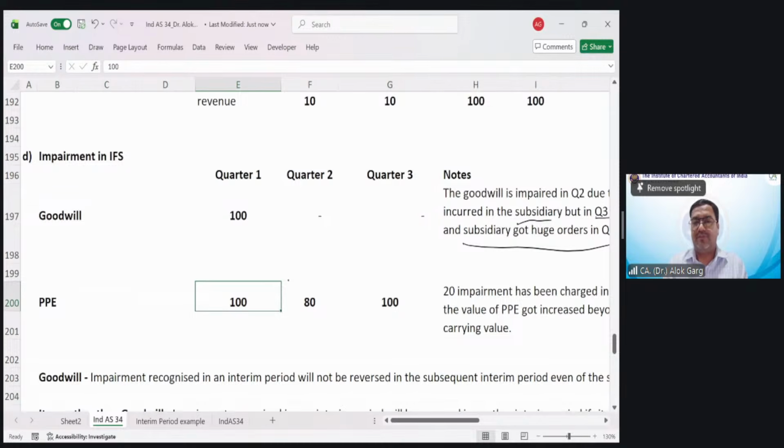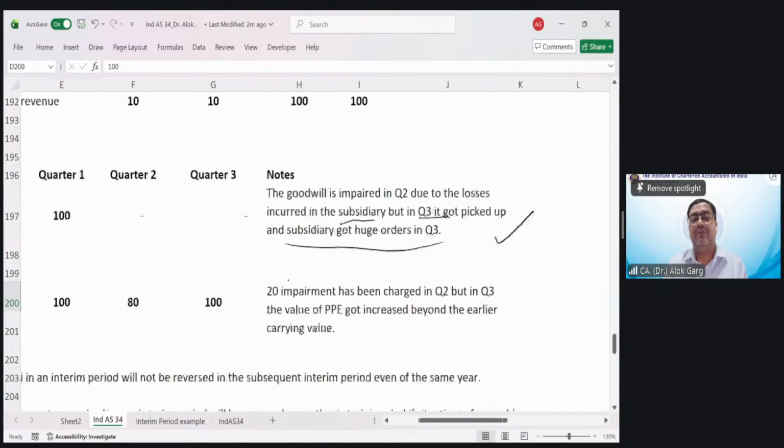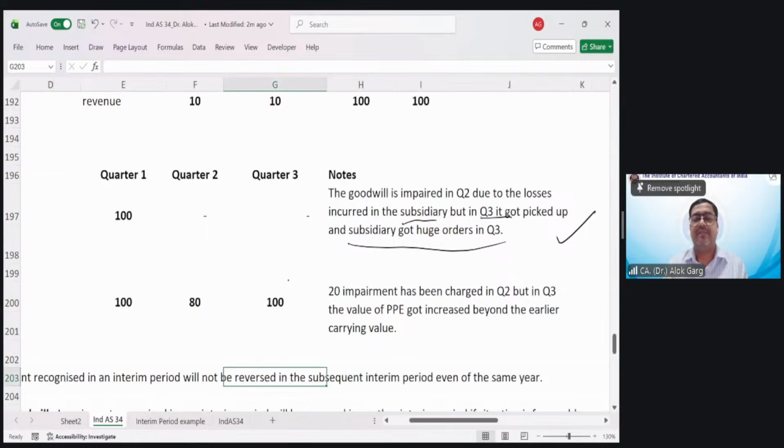Property, plant and equipment. So it was 100 crores. There was a 20 crore impairment. The 20 crore impairment was charged in Q2, but in Q3 the value of the PPE increased beyond the earlier carrying value. So in quarter 3 it was reversed. So you can see that.